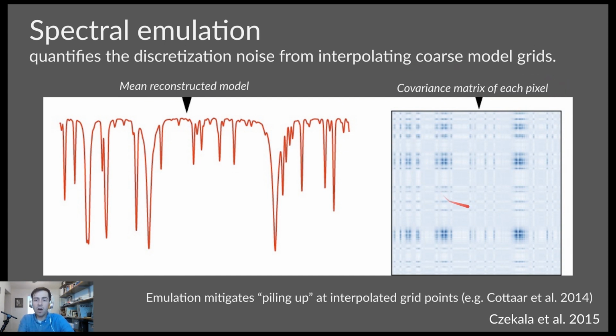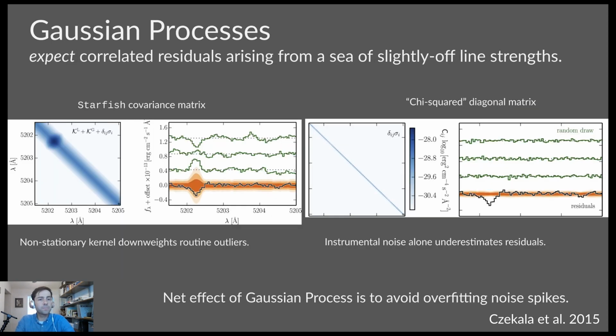And this downweighting is effectively a way to get the most value out of your physical grid, and be honest about where there's uncertainties from the discretization process. So this is a really powerful part of Starfish. Another powerful part is Gaussian processes, which is increasingly popular in astronomy in general.